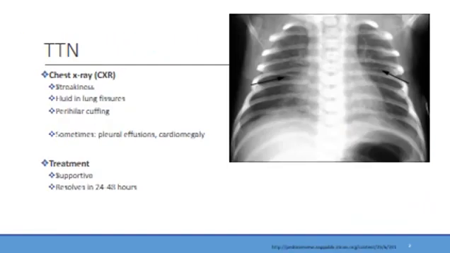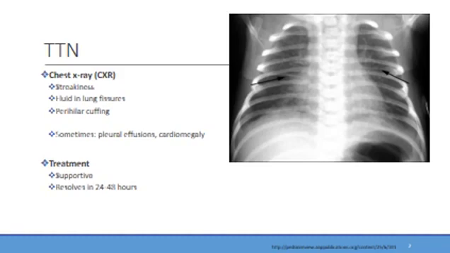The diagnosis of TTN rests on the history, the clinical course of the disease, and then also the chest x-ray. On chest x-ray, due to the interstitial lung fluid, streaky patterns can be found, especially in the perihilar areas. There may be fluid in the lung fissures, and perihilar cuffing can be seen. Sometimes there may also be signs of pleural effusions or cardiomegaly.